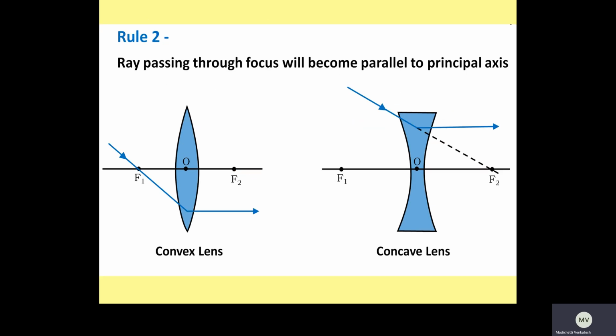And the second rule is exactly the opposite of the first rule. That is, when a light ray is passing through the principal focus F1 in the case of a convex lens, it goes parallel to the principal axis because of refraction. But in the case of a concave lens, when a light ray is appearing to pass through focus F2, after refraction, it moves parallel. In both cases, the common point is that after refraction, the light ray moves parallel.